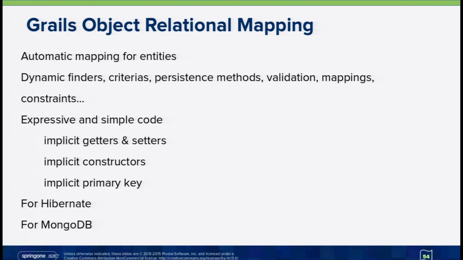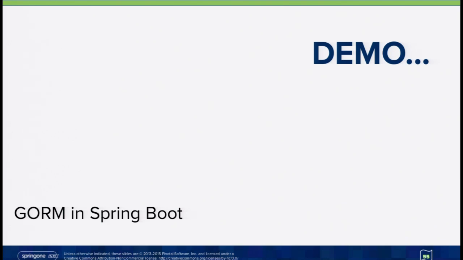With GORM, we can map the entities automatically. And we have dynamic finders, criteria, persistent methods, validations, and more. And we don't need implements, getters, and setters. We have implicit constructors, implicit primary key. And with this feature, our code is even simpler. The only problem is, I don't know if this is being supported yet, but I'm going to show you an example, because I think it's interesting.